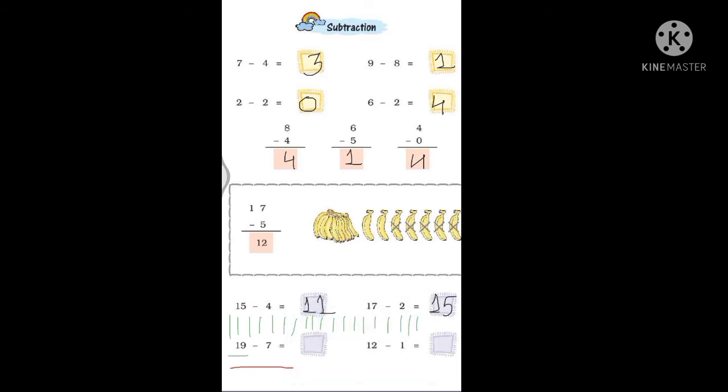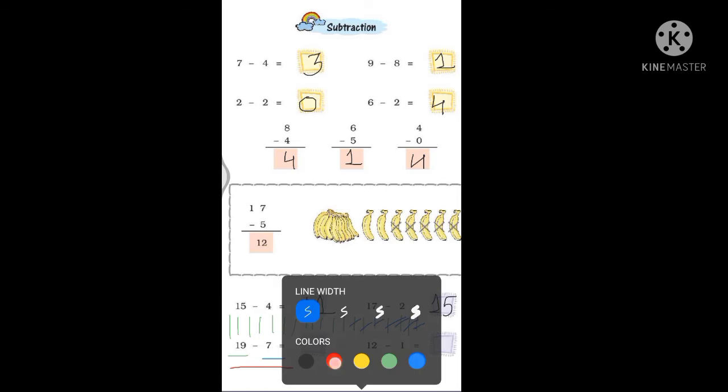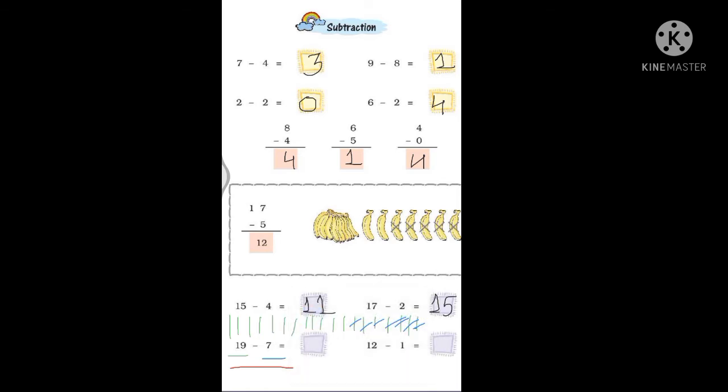Now from the 19, how many do we have to subtract? We have to subtract 7. So from these 19 sticks, we have to cut 7 sticks. So let's cut it, students. Here 1, 2, 3, 4, 5, 6, 7. So I have cut 7 sticks, right? From 19 I have cut 7 as we have to subtract 7 from the number 19.